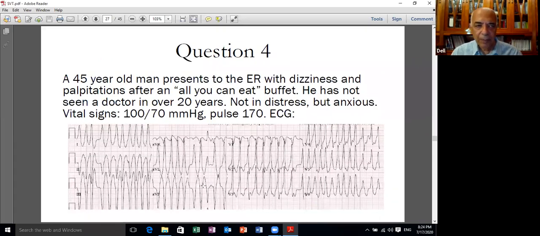Question 4. A 45-year-old man presents to the emergency department with dizziness and palpitation after an all-you-can-eat buffet. He has not seen a doctor for the last 20 years.